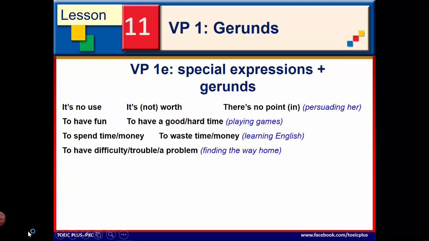Alright, to have difficulty. Trouble. A problem. For example, I have difficulty finding the way home. Now, after class, will you have any problem finding the way home? No, of course not. Okay. What do you have difficulty doing? I have difficulty doing something.